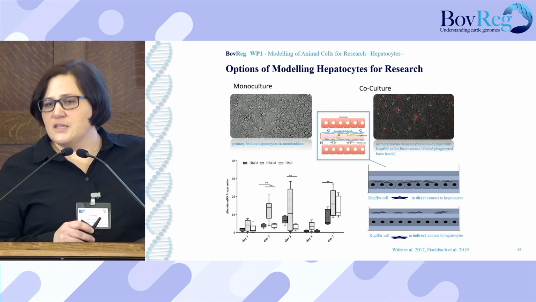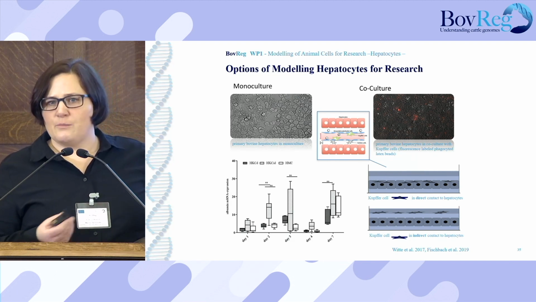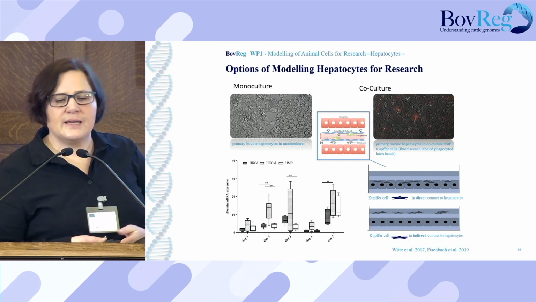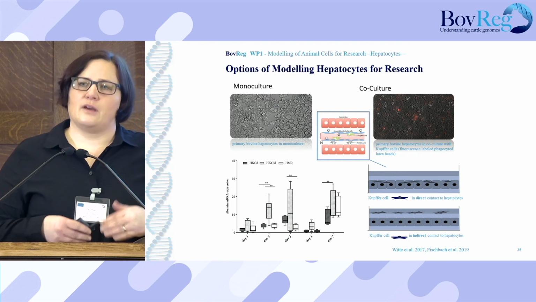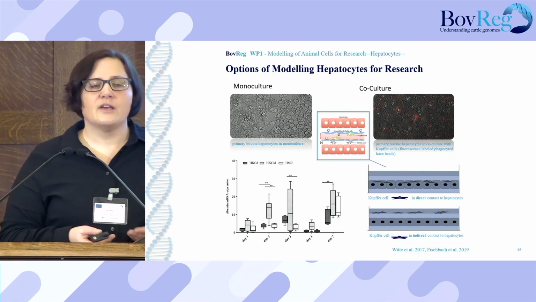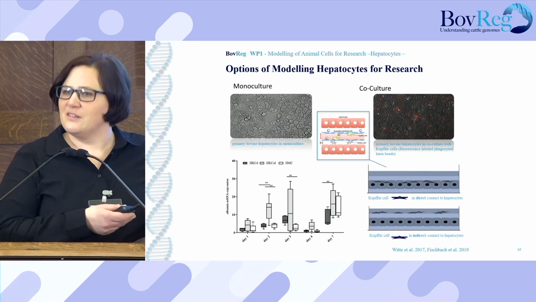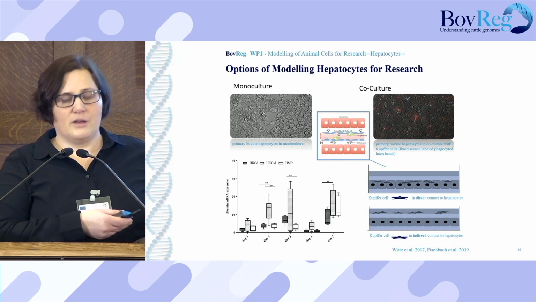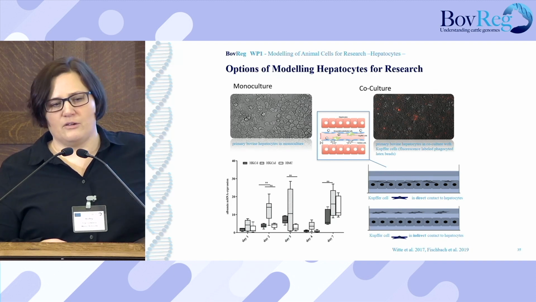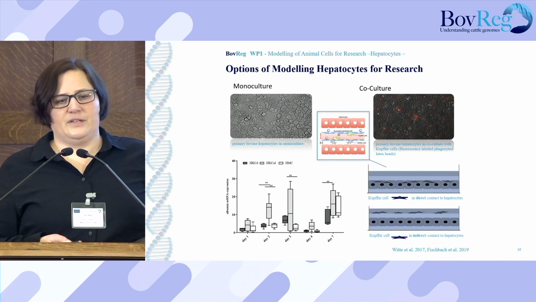As you can see here, the albumin expression, so albumin is one of the most important proteins produced by the liver, it's very specific, and you can see here that the expression of albumin is higher in culture if you have Kupffer cells in the indirect contact compared to having no Kupffer cells or having the Kupffer cells in direct contact. So this makes a difference.